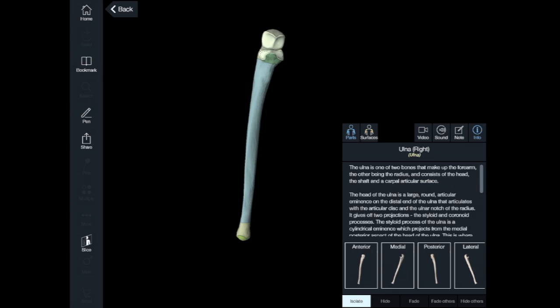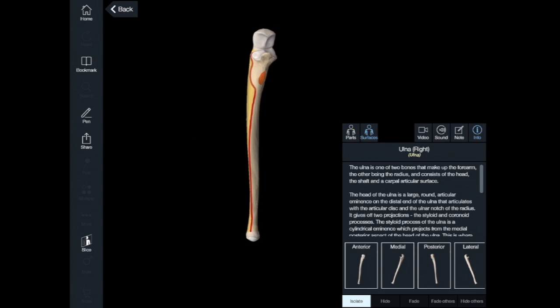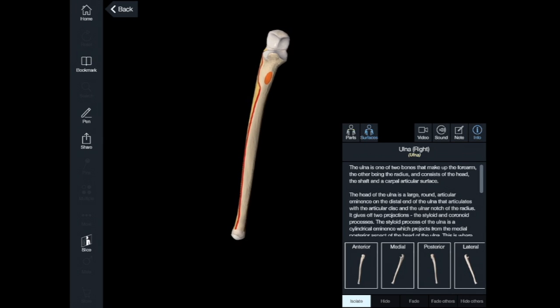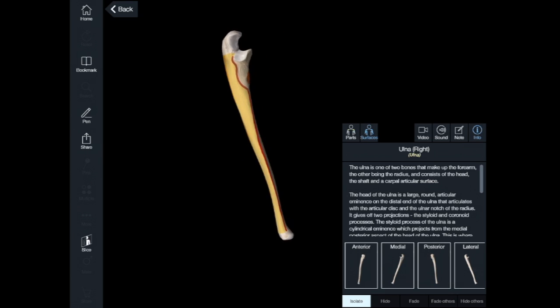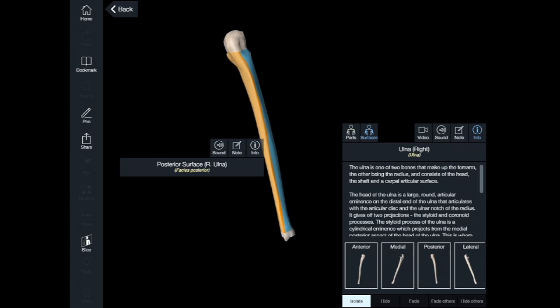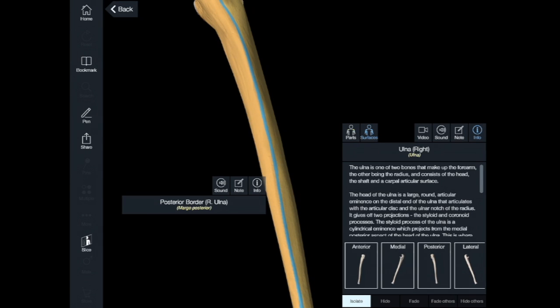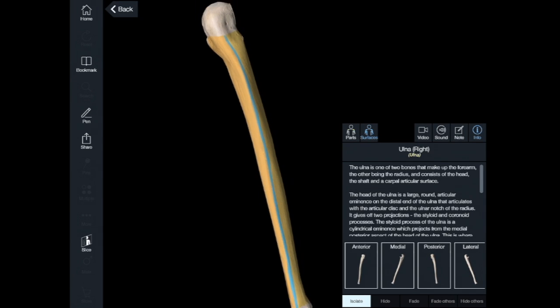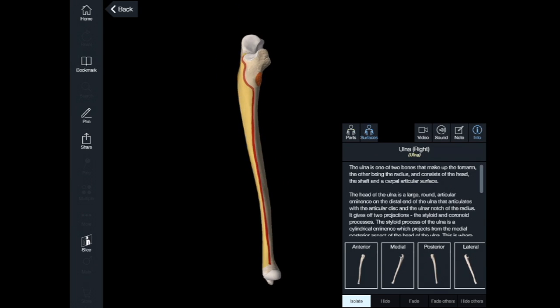Now, moving to the shaft. The shaft of the ulna has an interosseous border laterally for the insertion of the interosseous membrane that binds the radius and ulna together. And so this red border here is the interosseous border, which is lateral, of course, to the ulna, and the ulna also has a posterior border which is subcutaneous. So it's this yellow border over here. It's subcutaneous, so it's very close to the skin. You can touch it very easily.